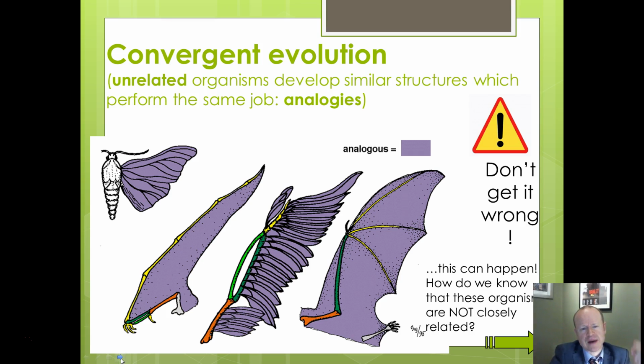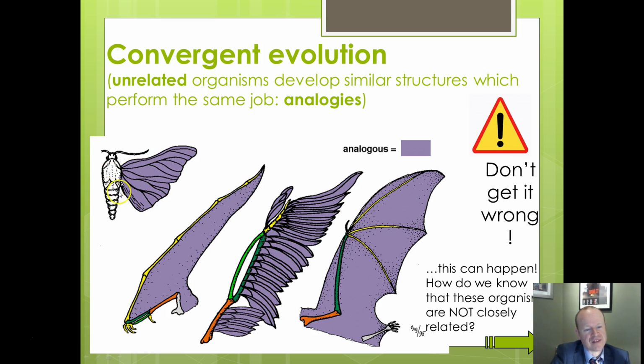Now, we've talked about homologous features. It's important to think about the fact that some things might develop to do the same thing, but are not homologous; they are analogous. In other words, they both do the same job, but they are not related to each other. So the insect wing, the bird wing and the bat wing are analogous because they do the same thing, but they are not related.